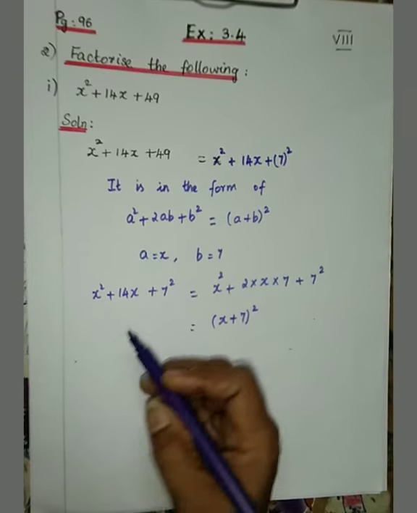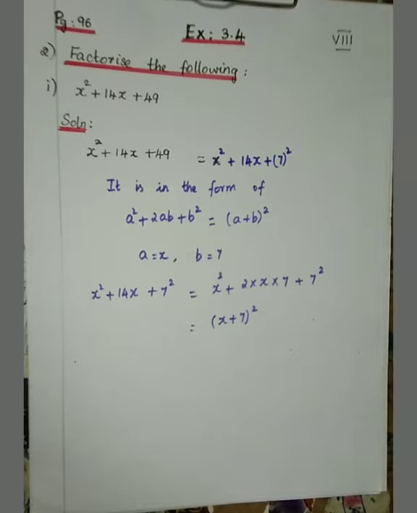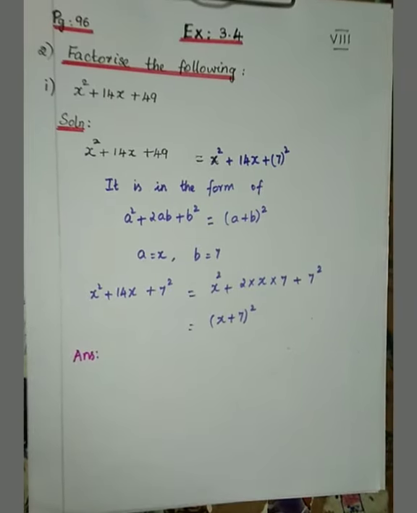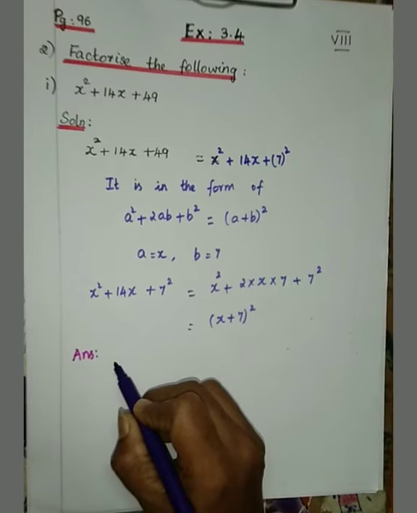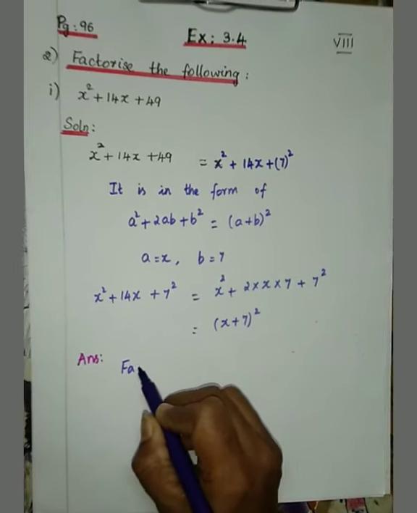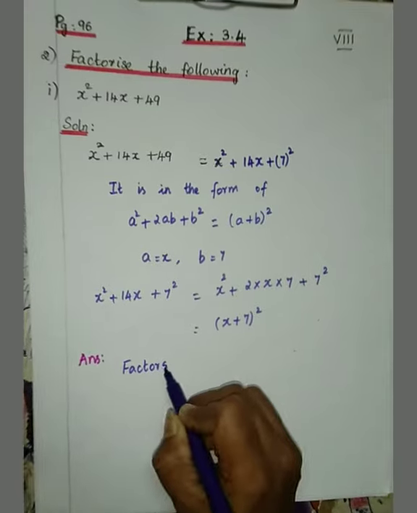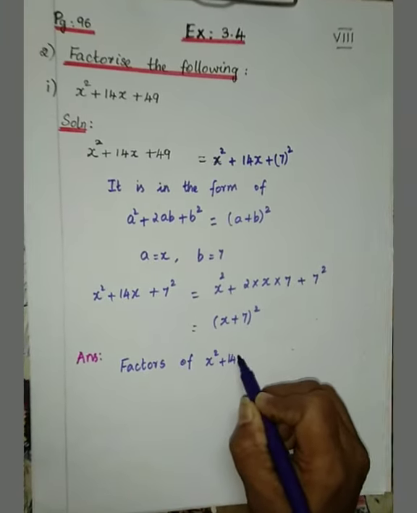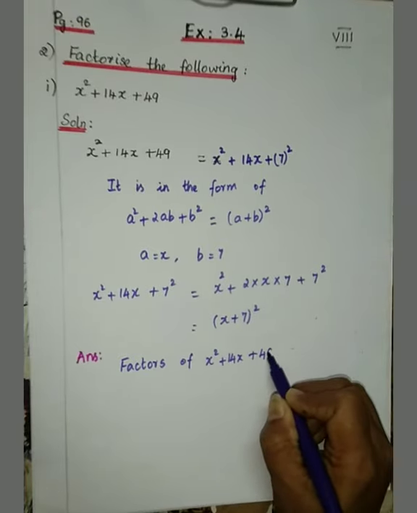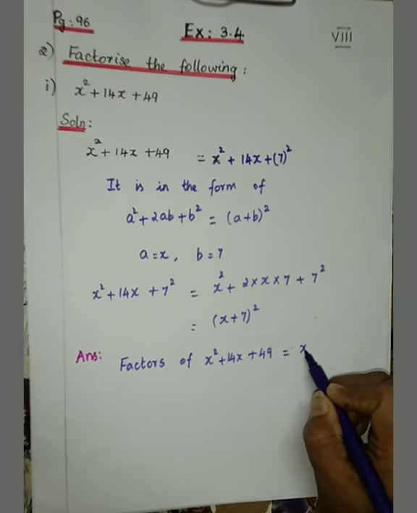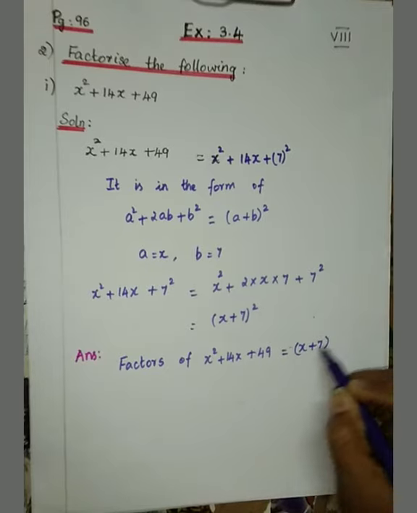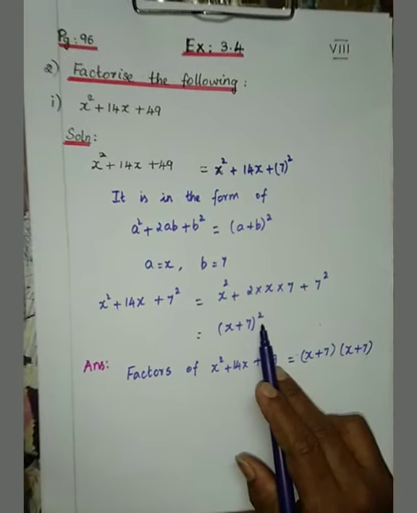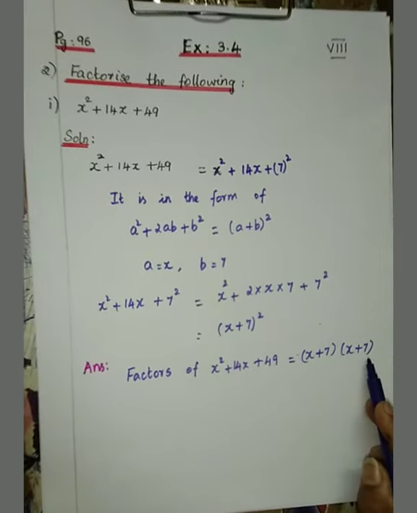Therefore, the answer: factors of x square plus 14x plus 49 equal to x plus 7 into x plus 7. Because x plus 7 we have 2 times, so we have split it into 2.